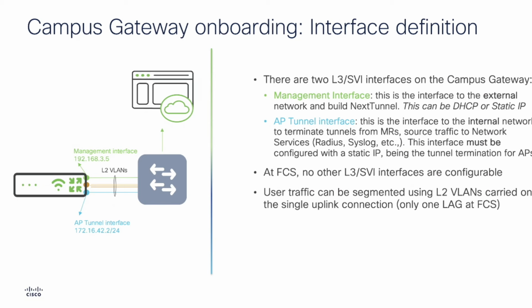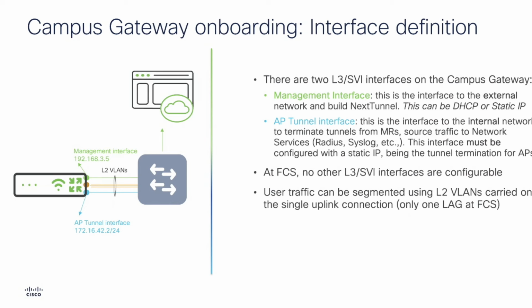And then we have the AP tunnel interface. This will be used in the internal side of the network, where the tunnels from the APs, both QUIC and VXLAN, will be terminated. And we'll also use this to source any network services like Radius, DNS, etc. That will be from that IP address. For management interface, this can be either DHCP or static IP. AP tunnel has to be static because we're going to be using that for tunnel termination of the APs.